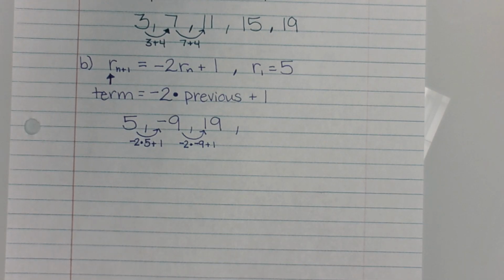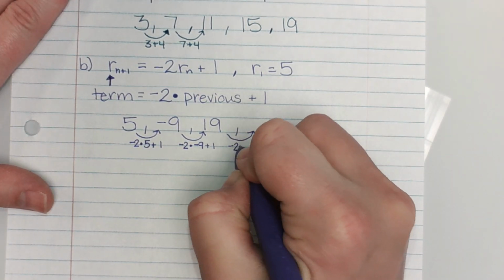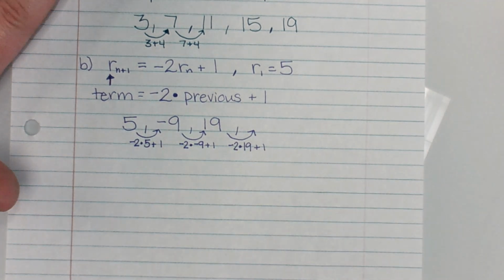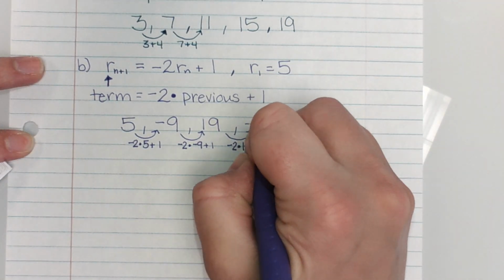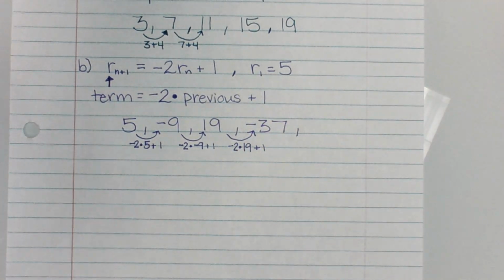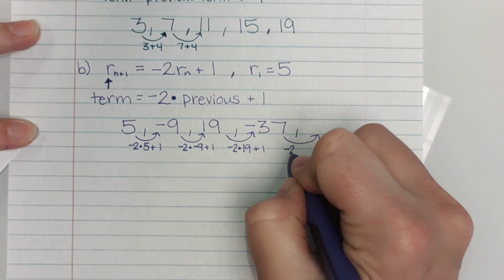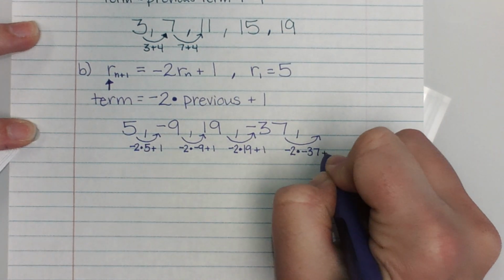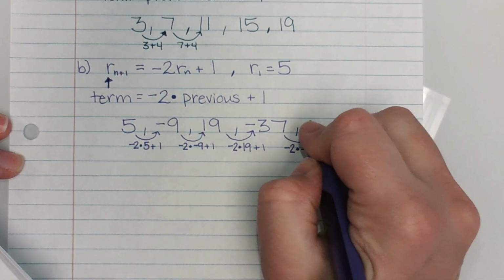Okay, Jack, how do I find the next number? -2 gets multiplied by 19 plus 1. -2 times 19 is -38 plus 1 is -37. Be careful with your positives and negatives. And then I do it one more time. -2 gets multiplied by -37 plus 1. -2 times -37 is a positive 74, plus 1 is 75.